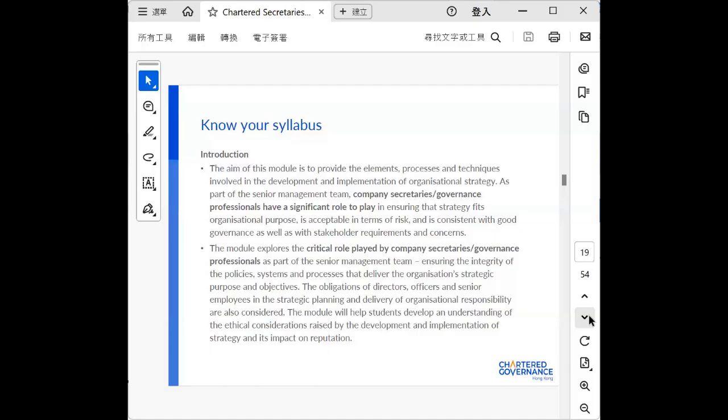So the last point about this module is that you have to understand the ethical considerations raised by the development and implementation of the strategies, and their impact on reputation. So you can see very often there are ethical issues in the questions, and you have to spot these as ethical issues. It could be related to the company's culture. It could be related to some other policies like whistleblowing policies, and you should spot that these are the ethical considerations that you need to discuss in your answer.